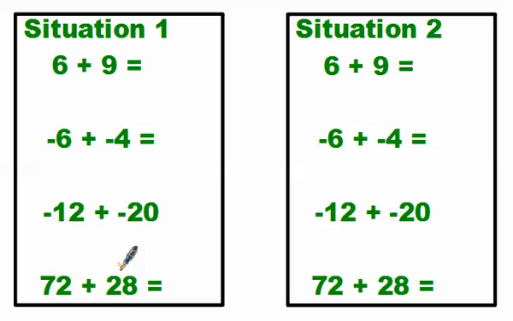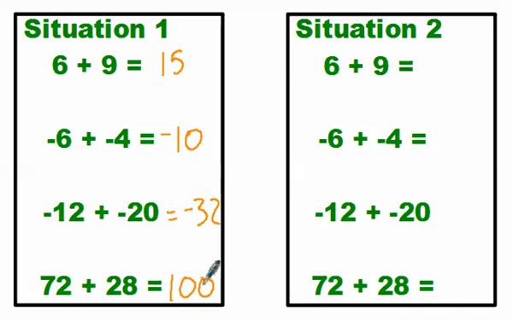So 6 plus 9 is 15. No surprises there. Negative 6 plus negative 4 is going to be negative 10. Negative 12 plus negative 20 is going to be equal to negative 32. And 72 plus 28 is going to be equal to positive 100. So let's take a look at how I thought about this.